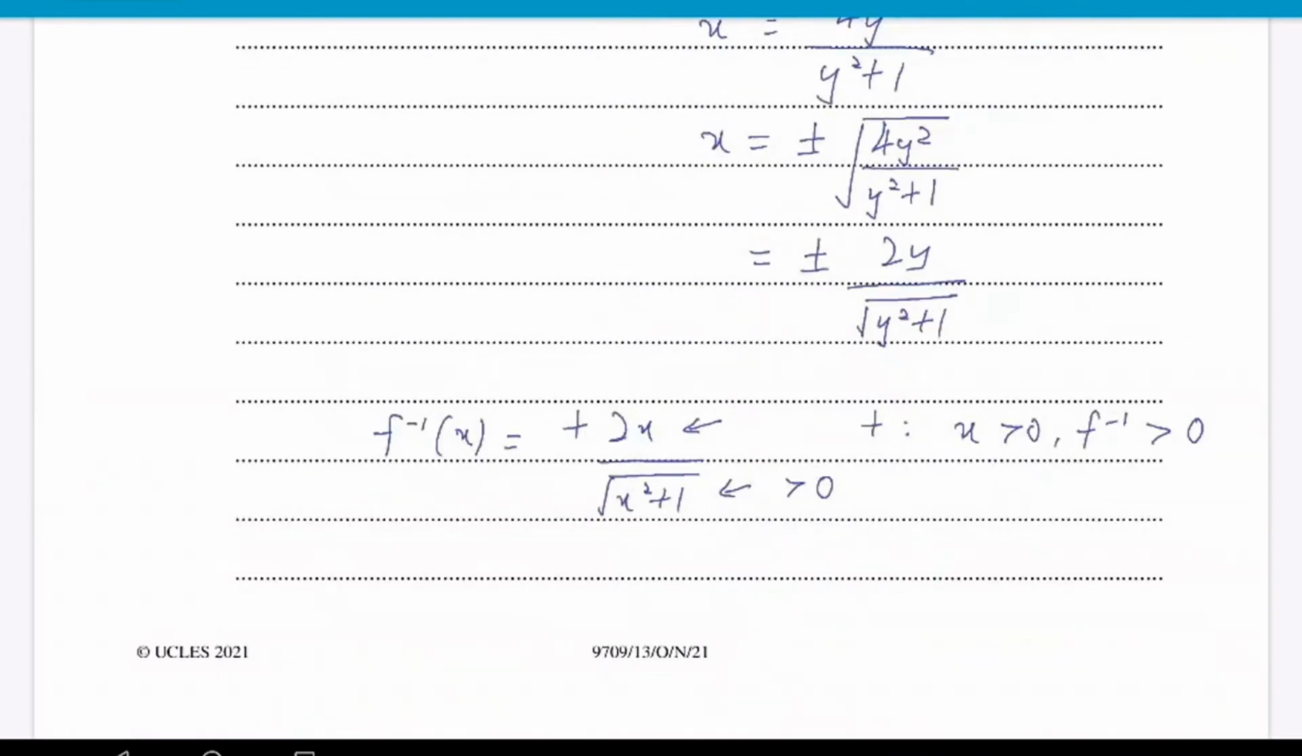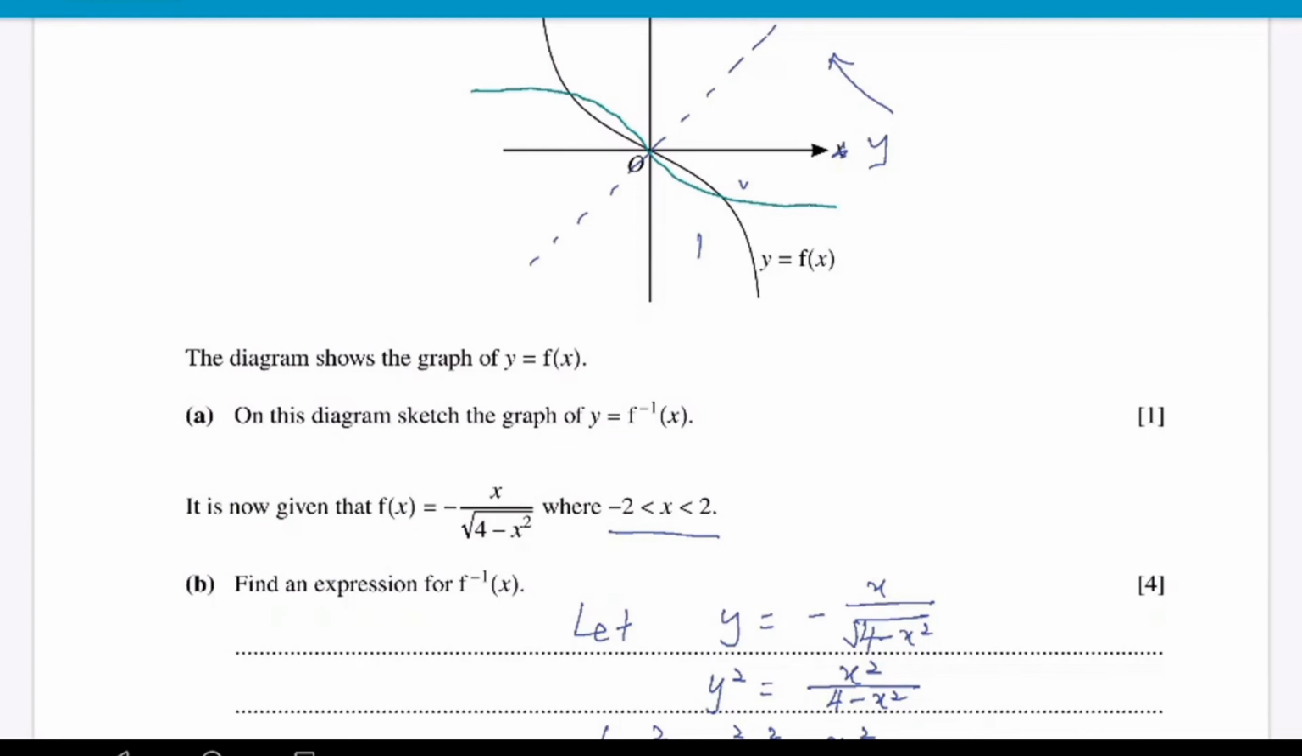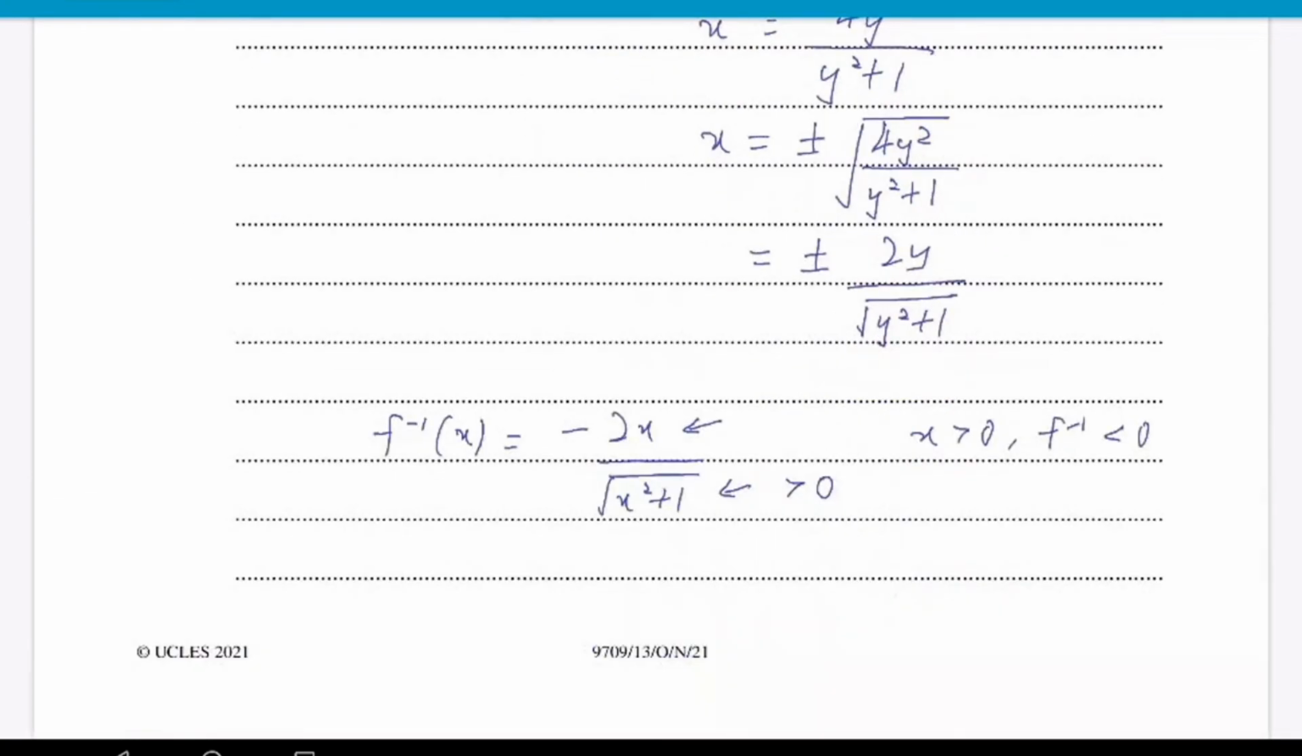So for that to make sense, we must always consider the F inverse as a negative graph here. Because when x is a positive value, the F inverse should have a negative value. This is why we're taking the negative here, which is already a hint given by asking us to sketch this. So for this F inverse, we are going to take the negative of the expression there.